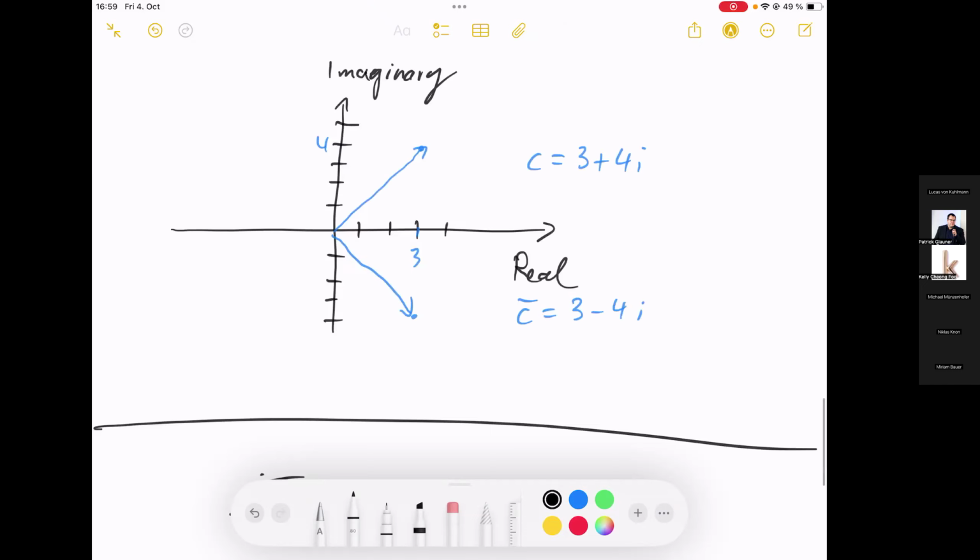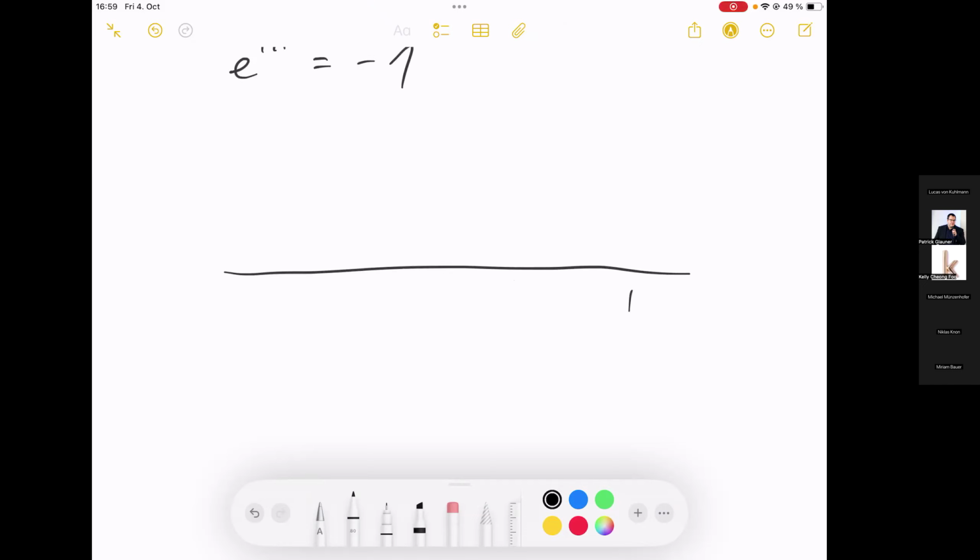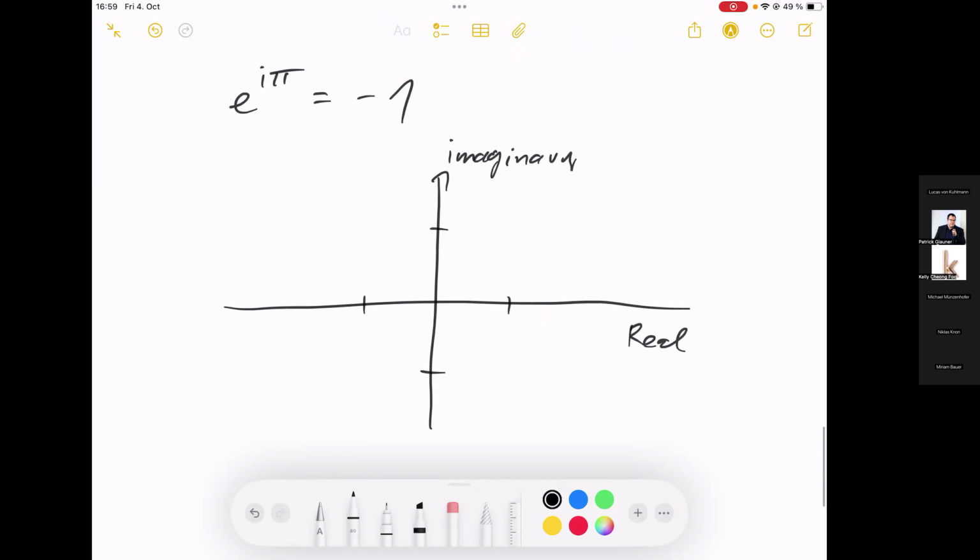If we go back to our coordinate system, so we have the real component here and the imaginary one here, say, this is the coordinate system, we could have a complex number somewhere here. And this would be, say, c is just 1. Just has a real part, no imaginary part.